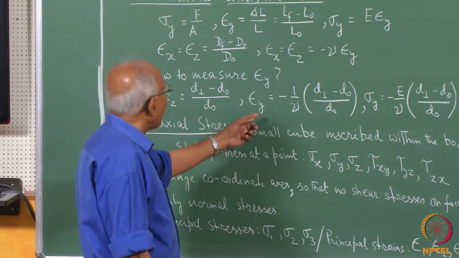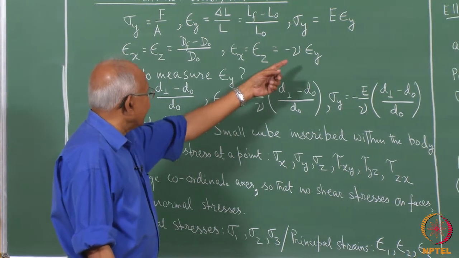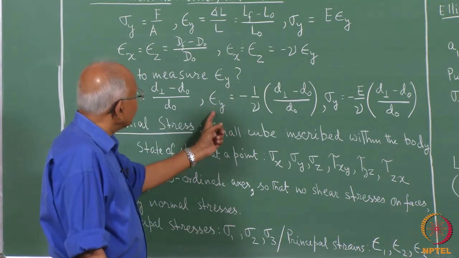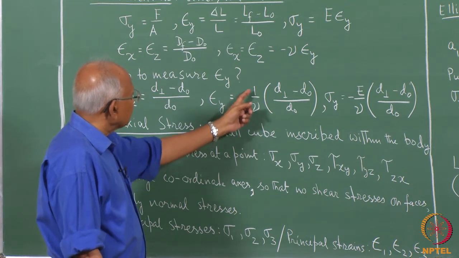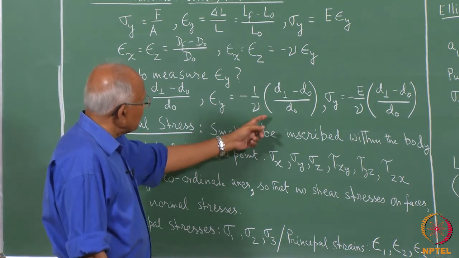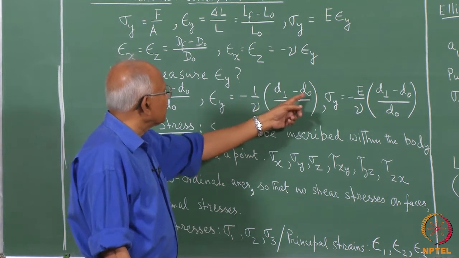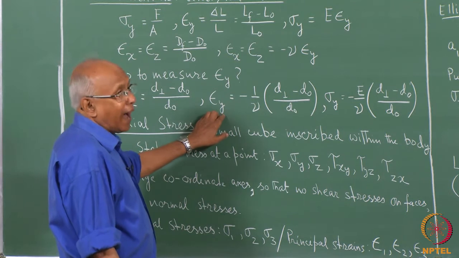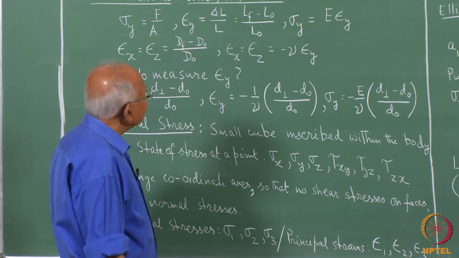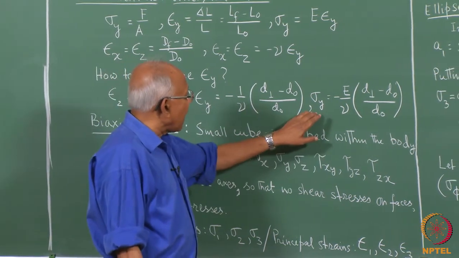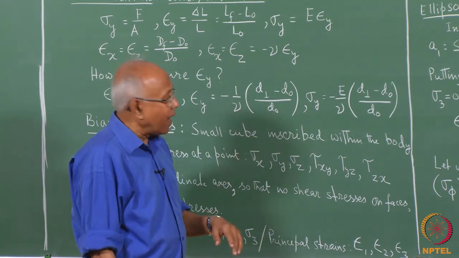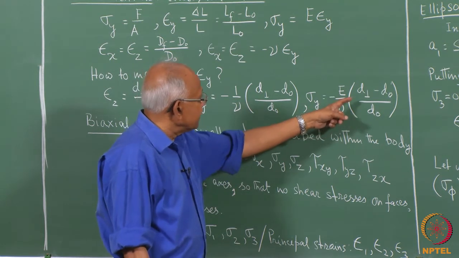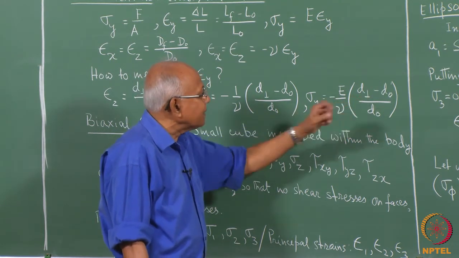So, epsilon y, which is related to epsilon x and epsilon z by this equation, can be found out as minus 1 by nu into d perpendicular minus d0 by d0. Once we get epsilon y, the strain along the y direction, we can find out the value of sigma y, the stress in the y direction, as minus E by nu into d perpendicular minus d0 by d0.